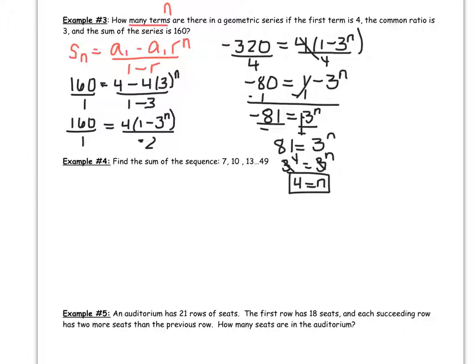So let's figure out, is this arithmetic or geometric? 7 times, no, okay, 7 plus 3 plus 3. Okay, I like that. So I have a common difference, d, of 3. So we have S sub n equals n, a1 plus an, all over 2. So we don't know how many terms there are, so this n is a little tricky. That part we don't know. But we do know a sub 1, which is 7.